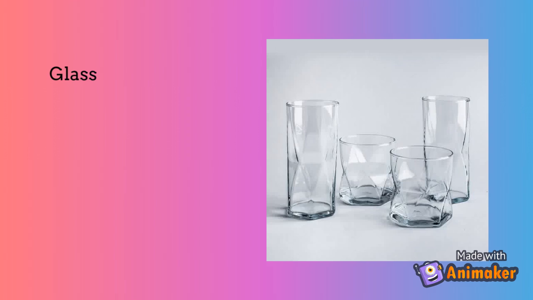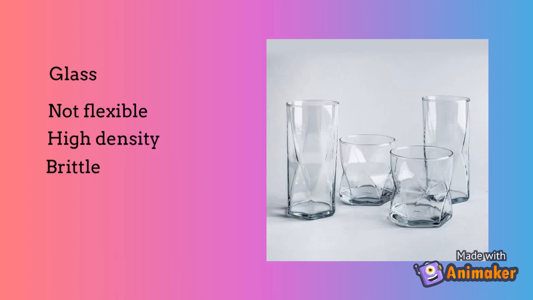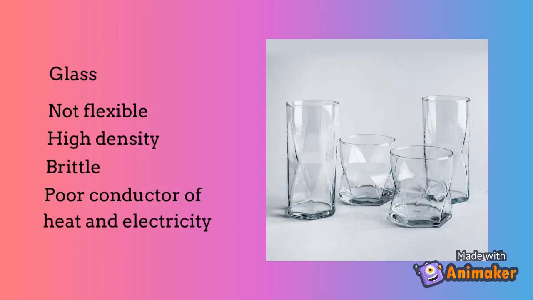The physical properties of glass materials are: glass materials are not flexible. Glass materials have high density. Glass materials are brittle. Brittle means hard, but easy to break. Glass materials are poor conductors of heat and electricity.